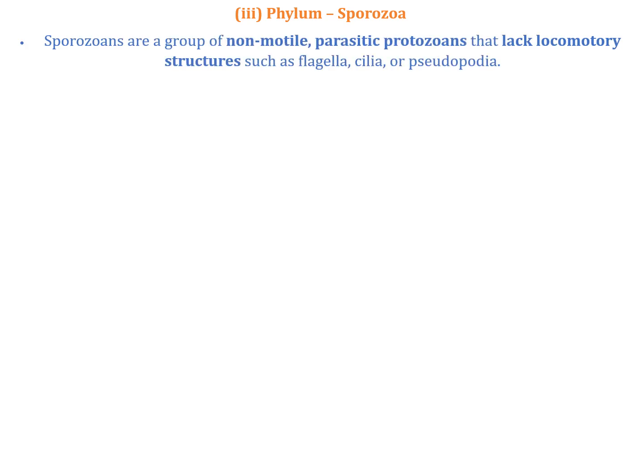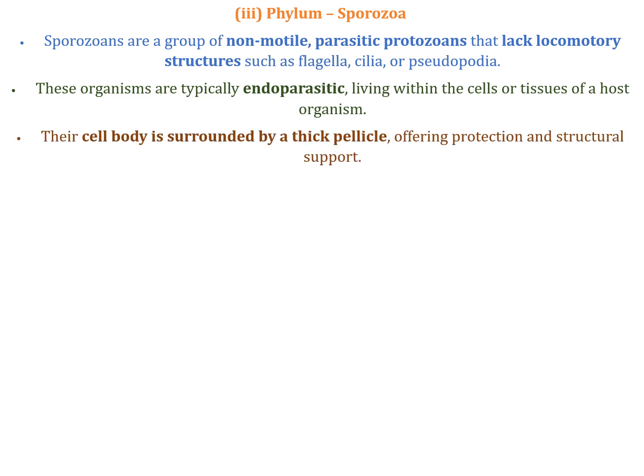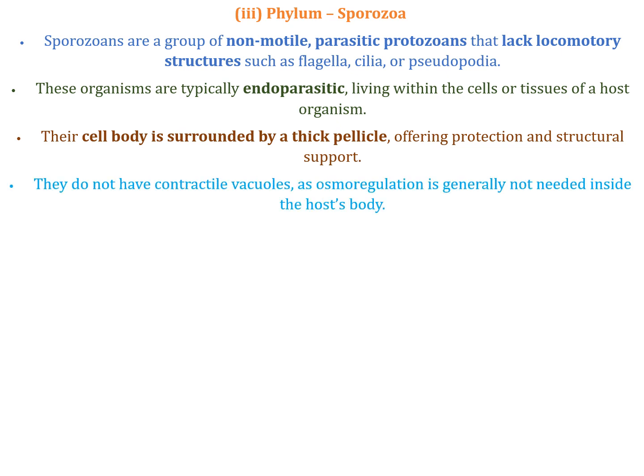Second phylum is Sporozoa. Sporozoa are a group of non-motile parasitic protozoans that lack locomotory structures such as flagella, cilia, and pseudopodia. You have to remember this, spores. The organisms are typically endoparasitic, living within the cell or tissue of the host organism. The cell body is surrounded by a thick pellicle, which enhances protection and structural support. They do not have contractile vacuoles, as osmoregulation is generally not needed inside the host's body.